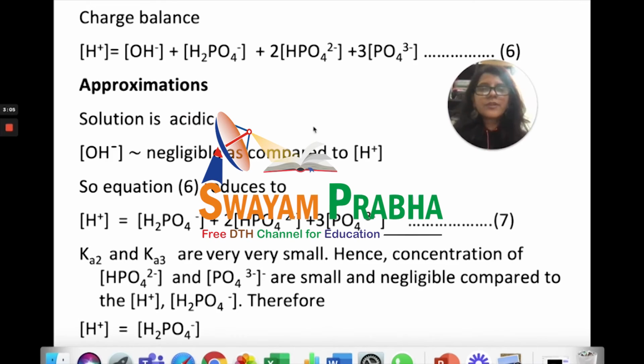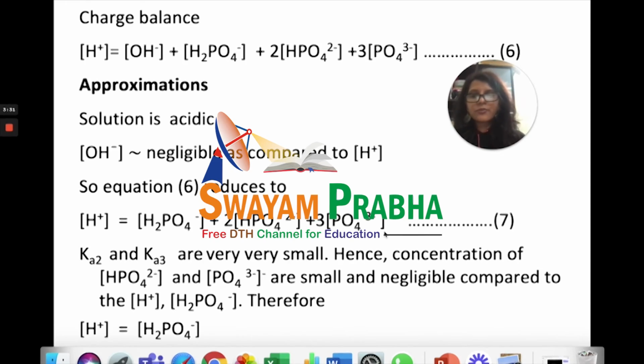Okay, the first approximation is that the solution is acidic. So if the solution is acidic, then the OH minus concentration is going to be negligible as compared to the H plus, and it can be ignored in the charge balance. So the expression which is left is H plus is equal to H2PO4 minus plus 2 into HPO4 2 minus plus 3 into PO4 3 minus. Very simple. Now what is the next step?